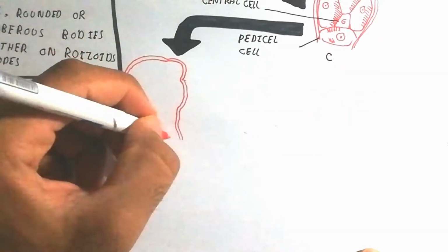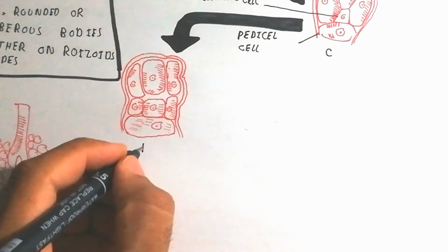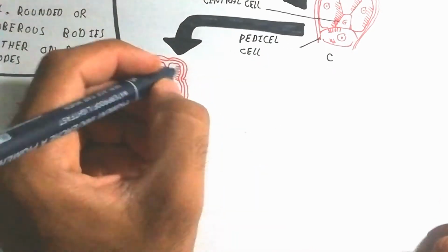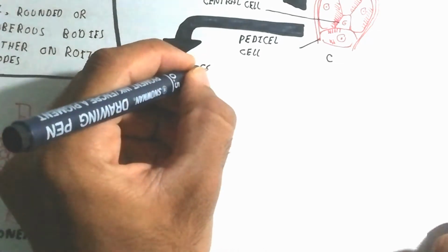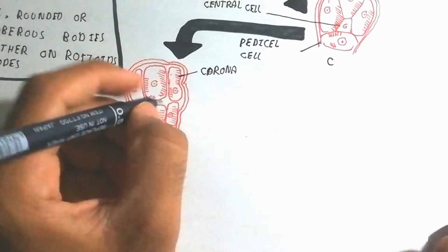Now we will talk about another diagram. You can see the pedicel cell and corona development. The corona development is from here. That is the corona cell, which develops into the corona, shown in the figure.